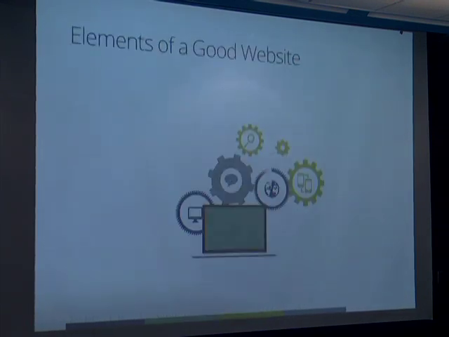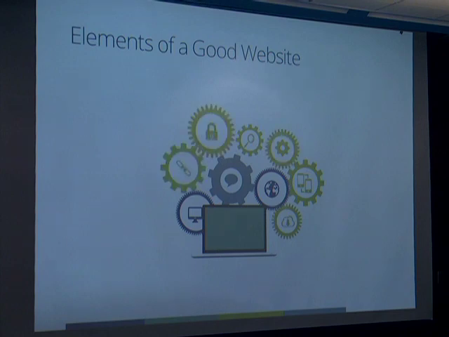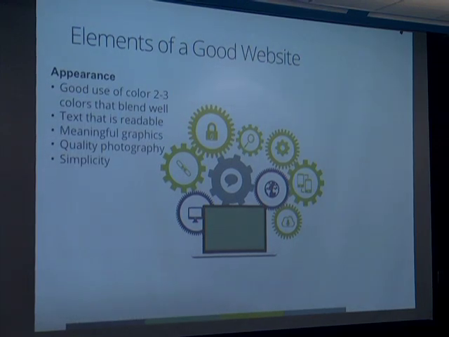Okay, next is the elements of a good website. What makes a good website? First, we're going to start with the appearance of your website. A good website should have 2 to 3 colors that blend very well. Make your text readable. You want to make sure when they get on your page they can clearly see everything. Put meaningful graphics and quality photography.